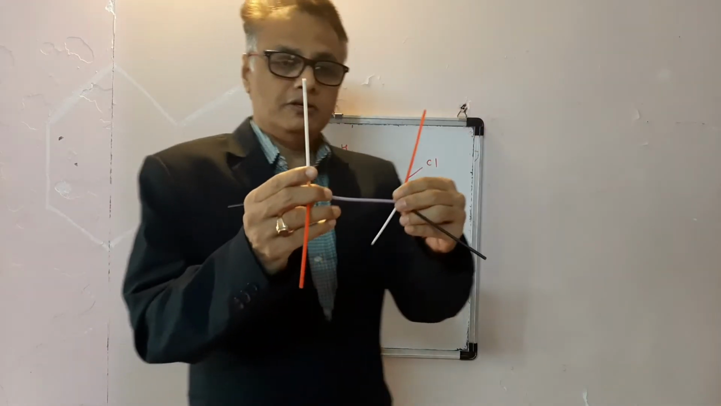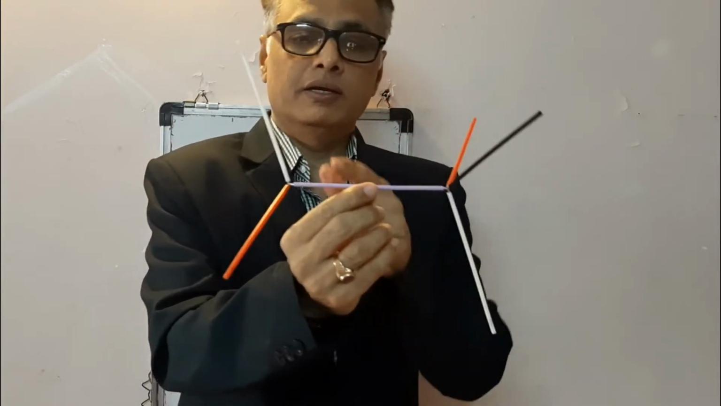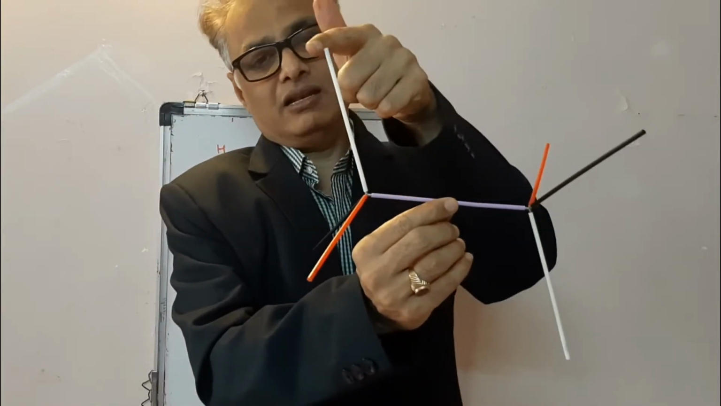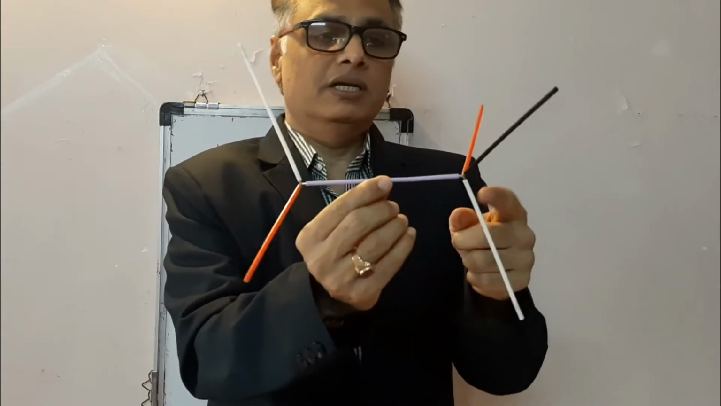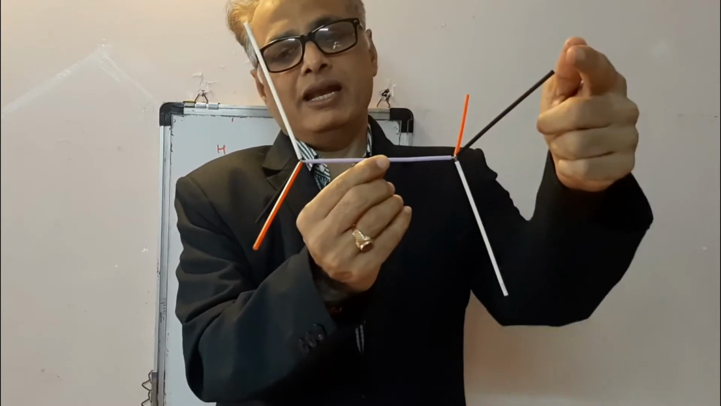Now let us find out the point group of 1,2-dichloro-dibromoethane. This is our 1,2-dichloro-dibromoethane. This carbon is attached with Cl, Br and hydrogen. This carbon is attached with Cl, Br and hydrogen.